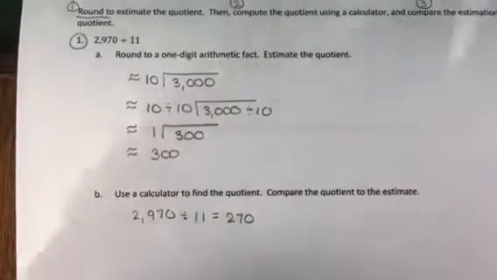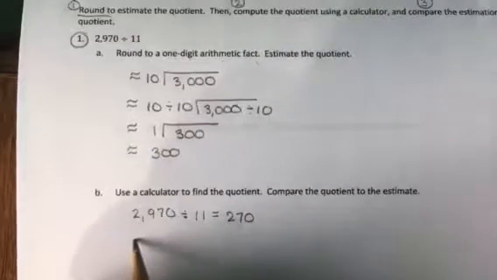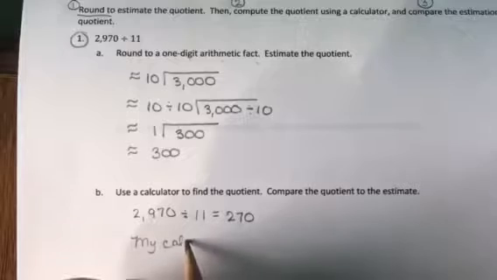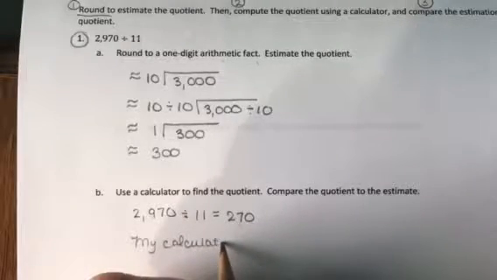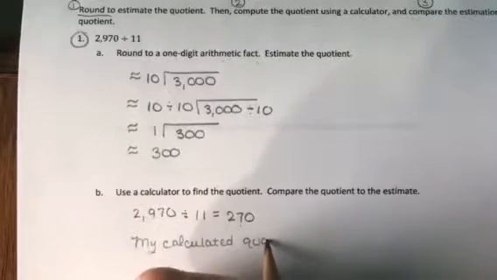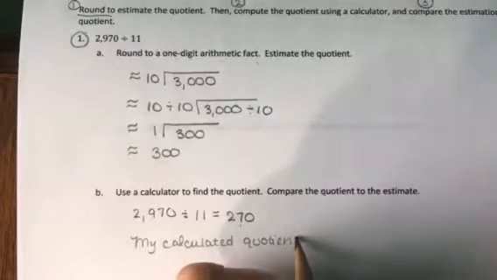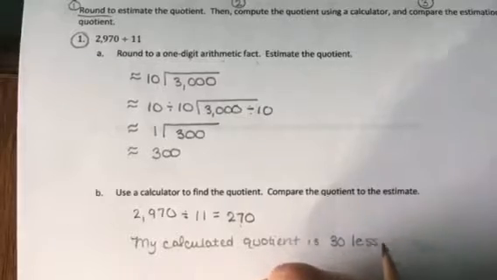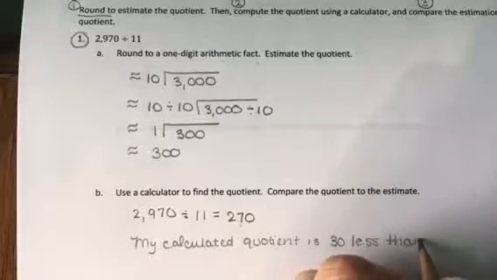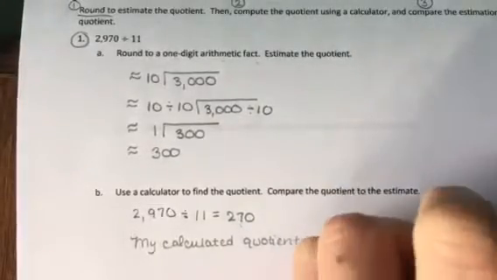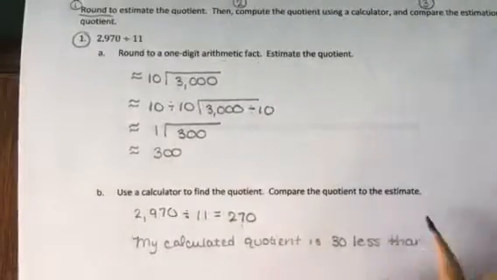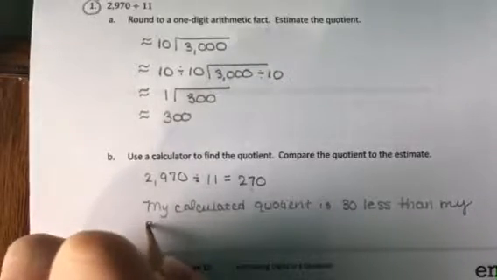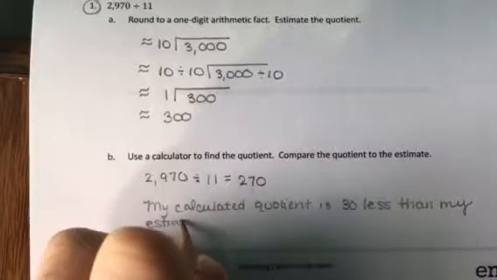So you might say something along the lines of, my calculated quotient is 30 less than my estimation.